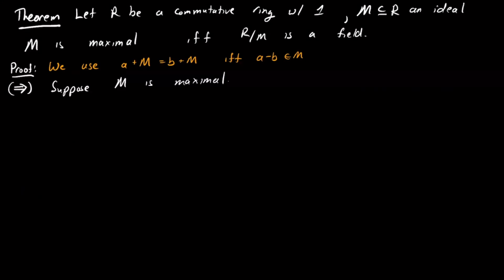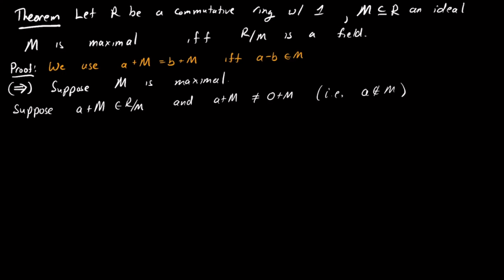Okay, so let's continue with the forward direction of our proof. We need to show that if I take a non-zero element of R mod M, then that element ends up being a unit. So I'll suppose that a plus M is an element of R mod M, and I'll suppose that a plus M is not equal to 0 plus M. And what this means, using this fact in orange, is just saying that a is not an element of M. Okay, so now I need to use the fact that M is maximal.